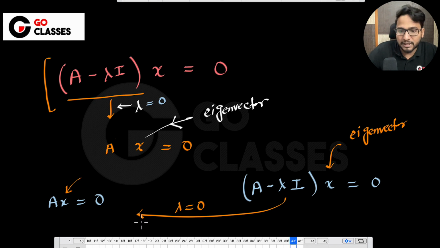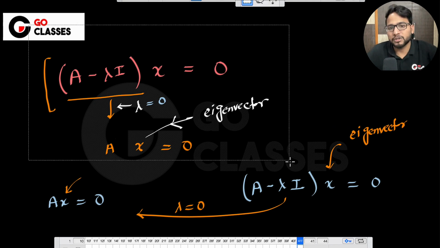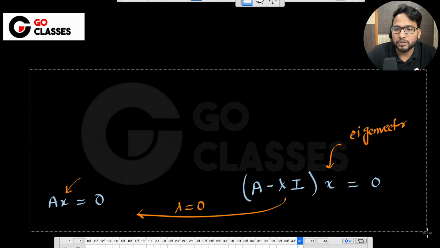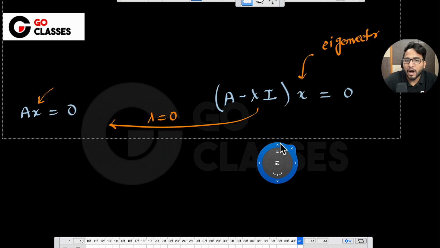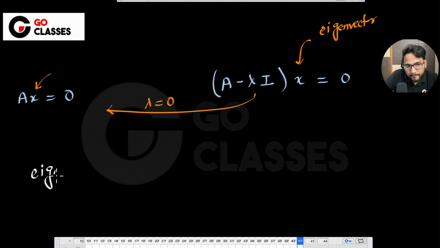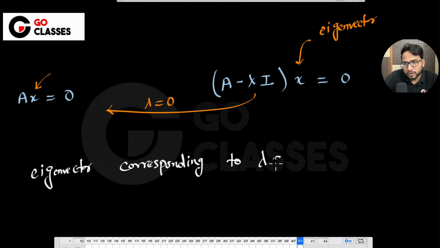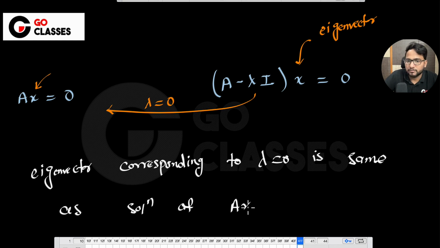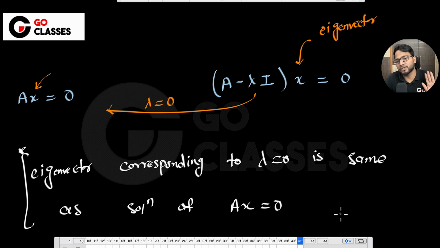So basically the conclusion here is that if you put lambda equal to 0, then the solution of Ax = 0 and the eigenvector corresponding to lambda equal to 0 are both the same. So let me just write it down: the eigenvector corresponding to lambda equal to 0 is the same as the solution of Ax = 0. So this is one key point that you need to understand first. This is one very crucial key point.